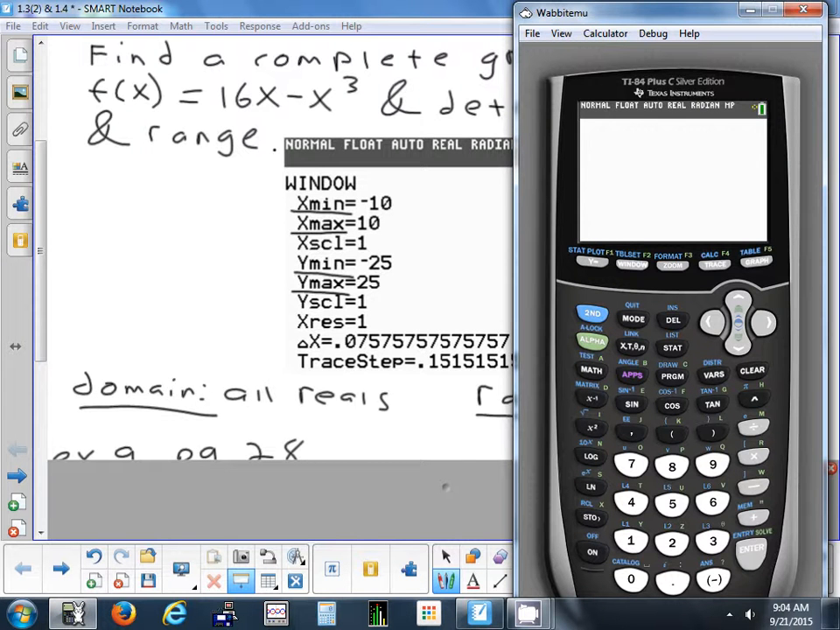Keep in mind, the range might not be all reals all the time. If I did something like this, now my range is not all reals. It does go up forever, but it doesn't go down forever. It has a low point at 0, and it goes up to infinity. So range can change depending on the function you have.